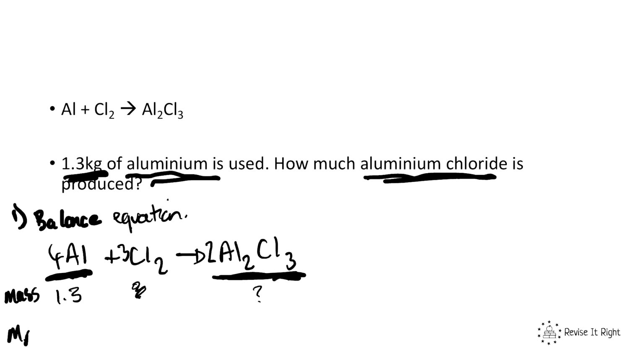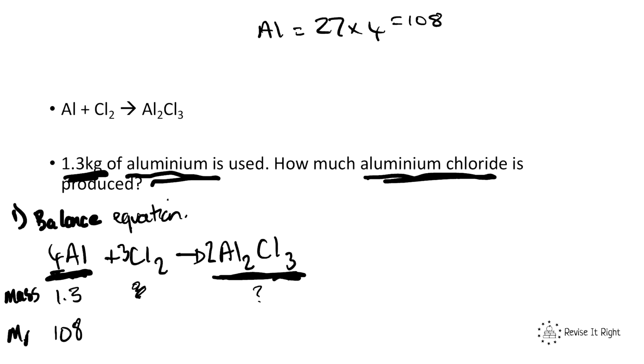Then we need to work out our MRs of the 2 things we're trying to look for. So aluminium. So we look on the periodic table. Aluminium has a mass of 27. But there are 4 aluminium. So we do need to times that 27 by 4. So you get out your calculator and you do 27 times 4. And you should get 108. So 4Al has an MR of 108.